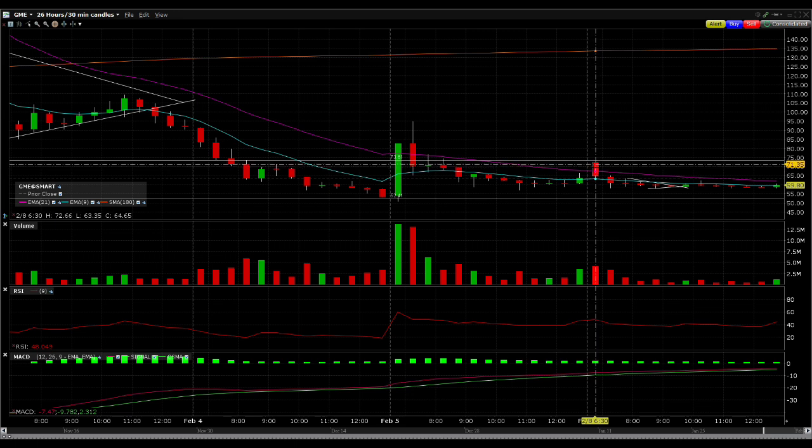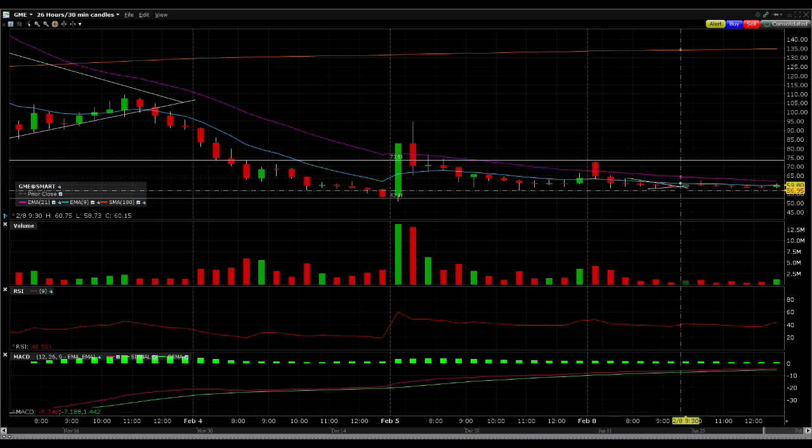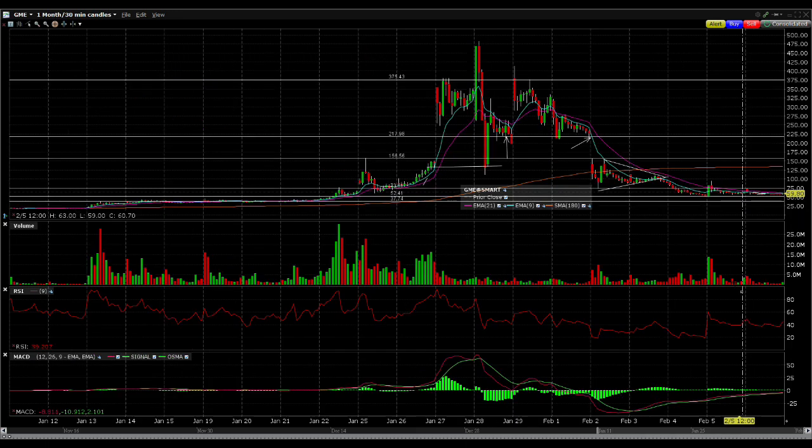And as you can see, the top of this candle was right at that $73, $75 level. And what happened? The stock pushed all the way back down. So that is pretty bearish. Another bearish thing is that the volume is continuing to drop.